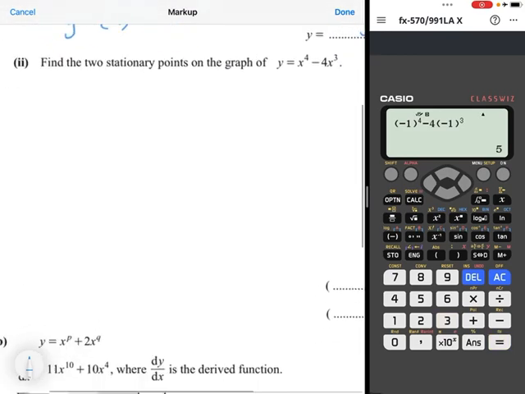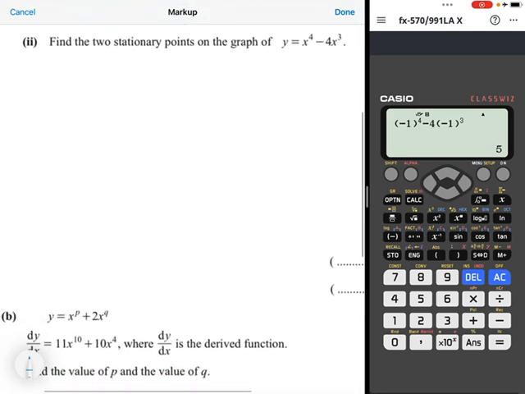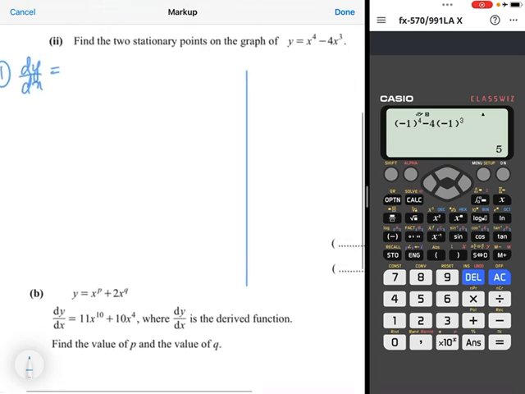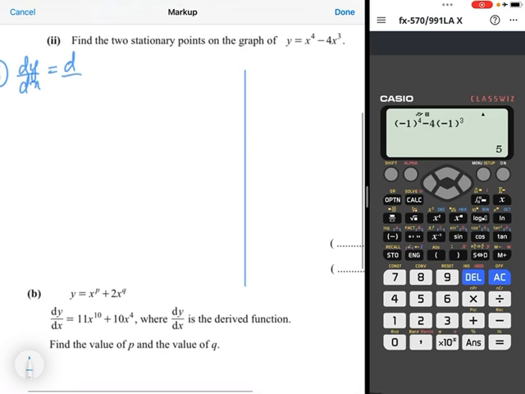Okay, find the two stationary points of the curve y equals x power 4 minus 4x cube. First of all, divide the paper into two pieces. The first step is to take the derivative. So dy by dx equals the derivative, d by dx, of x power 4 minus 4x cube.